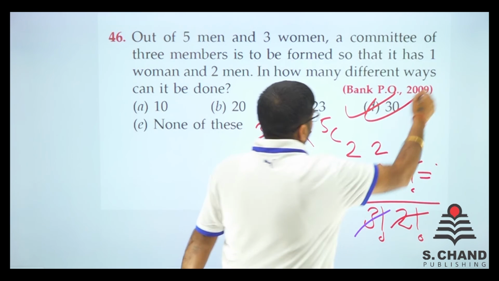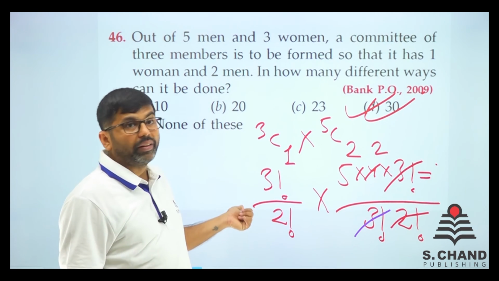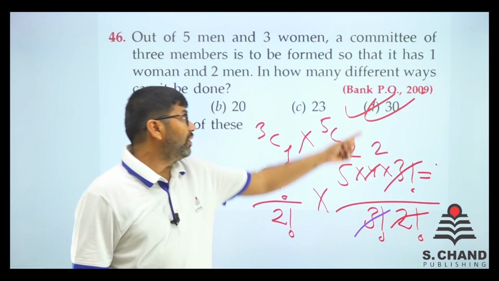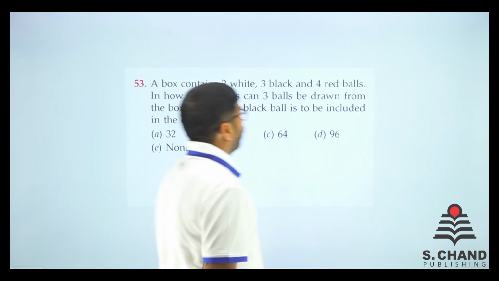Here we go. Why? Because 3 factorial is 3 into 2 factorial. 2 factorial gets cancelled out. Here we have 3, here we have 10. 10 into 3 is 30. Right? Move on to another question.